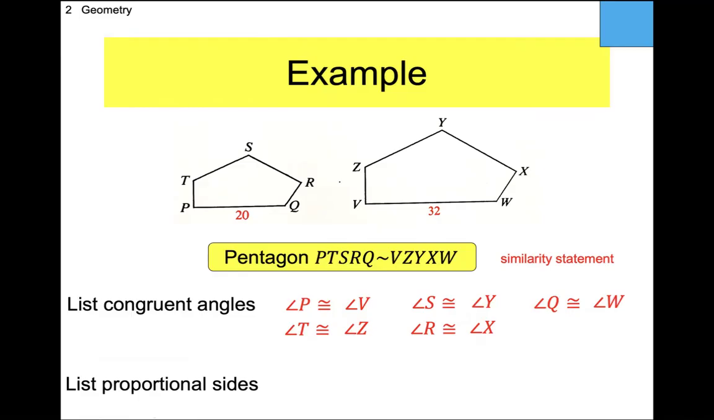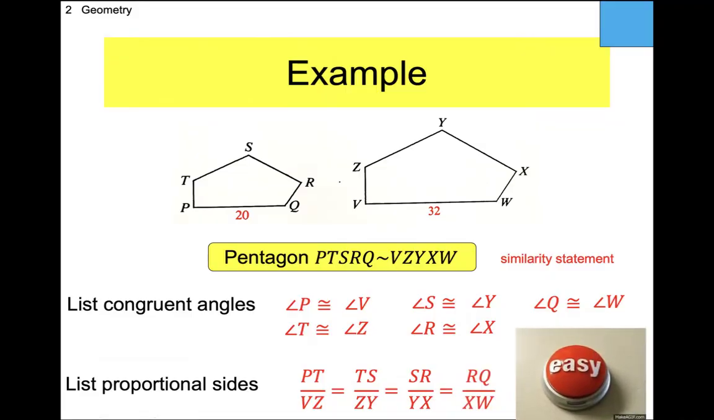Now I need to pick a side, so I'll just go with the first two letters, PT. So that would be PT over VZ. So PT over VZ, right? I just choose that. And then I continue down the process. What's the next side? Well, after PT, I got TS. So TS would be equal to ZY. Do you see what I'm doing here? Then SR would be equal to YX. And lastly, I'm sorry, there's five sides. Then RQ is to XW. Pretty straightforward and easy.